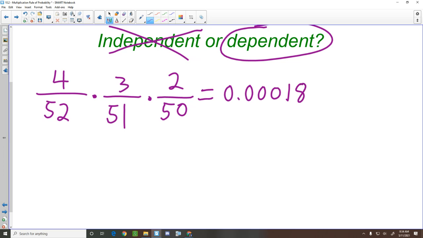0.00018. Anyone else get that? Right? 3 zeros. So that's the probability. If I wanted to convert that into percentage, I can move this decimal 2 spots to the left, and that's a 0.018% chance of drawing 3 aces in a row. What do you think? Is that going to happen? I wouldn't bet on it.